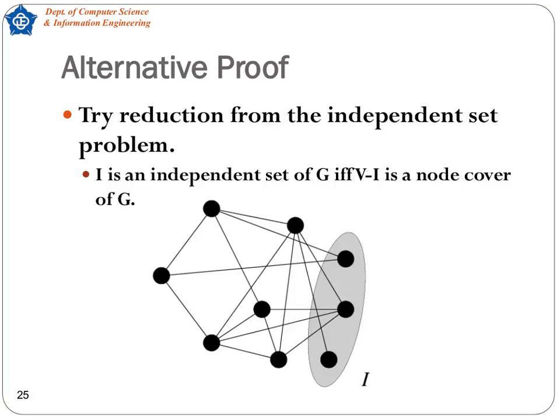In other words, V minus I is a node cover. In the picture on the right, I is shaded in gray. You can see that every edge has at least one endpoint outside of I, so those outside vertices indeed form a valid cover. This perfect equivalence between independent sets and node covers gives us our reduction.